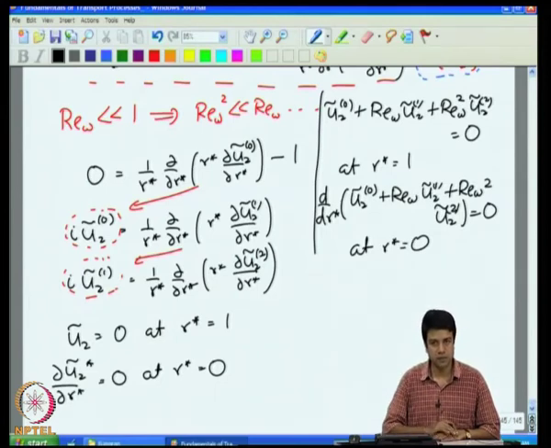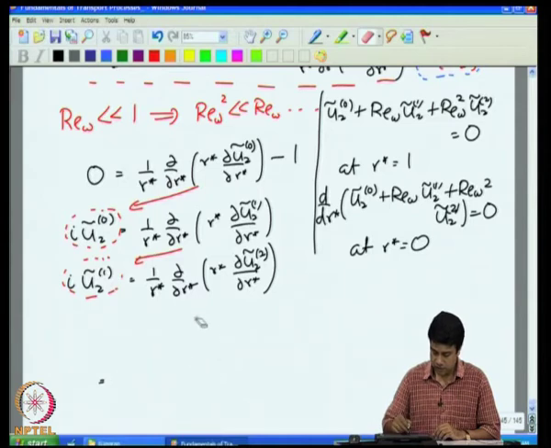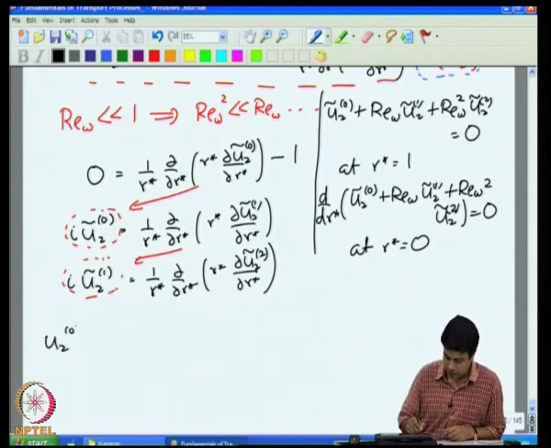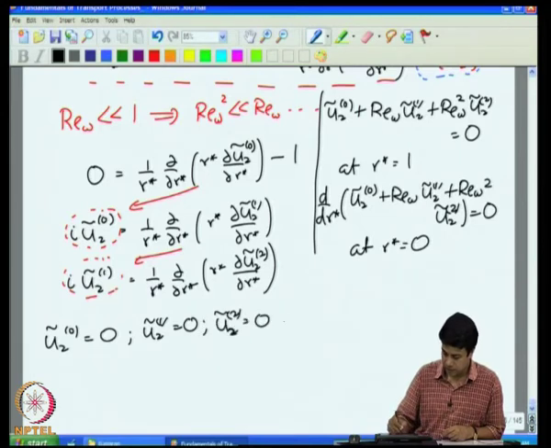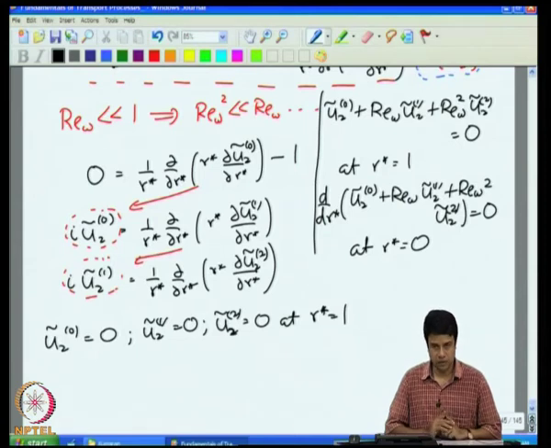Insert the expansion for the velocity into the boundary conditions and once again set the coefficients of order 1, order r e omega and order r e omega square individually to 0. Therefore, you will get u z naught is equal to 0, u z 1 is equal to 0 and u z 2 is equal to 0 at r star is equal to 1. So, at the wall of the pipe each individual component of the velocity, the order 1 velocity, the order r e velocity, order r e square velocity, they are all individually equal to 0.